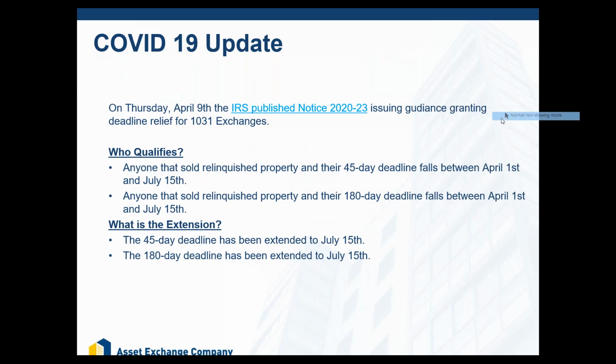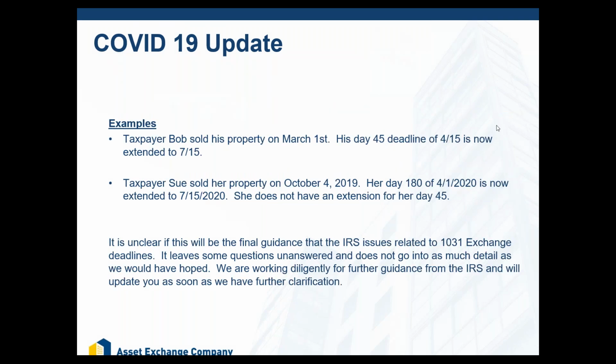All right, so there are two examples on the slide here. Taxpayer Bob sold his property on March 1st. That was a couple months ago, and that put his day 45 at April 15th. Well, because of this new extension, the government says to Bob, hey, Bob, you don't actually have to identify on April 15th. You get to identify your replacement property on July 15th now. All right, so that's one example. Day 45 is simply pushed back to July 15th.